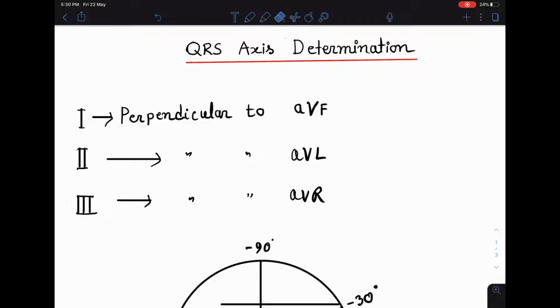To learn how to determine the QRS axis, we need to remember the following important things. We need to remember that lead 1 is perpendicular to lead aVF. Lead 2 is perpendicular to lead aVL and lead 3 is perpendicular to lead aVR.